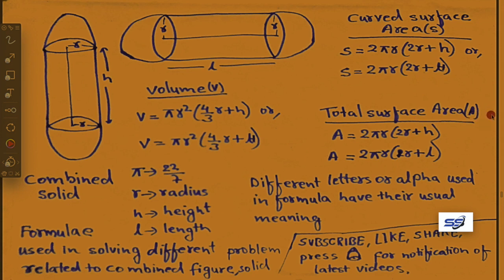Similarly, we see here the total surface area. To find the total surface area of this combined figure, A equals 2 pi r in parentheses 2r plus h, A equals 2 pi r 2r plus l. Here also pi, r, h, and l are used in this formula. Every formula uses pi, r, l, everything with the same meaning. So we can say that the different letters or alphabets used in formulas have their usual meaning.